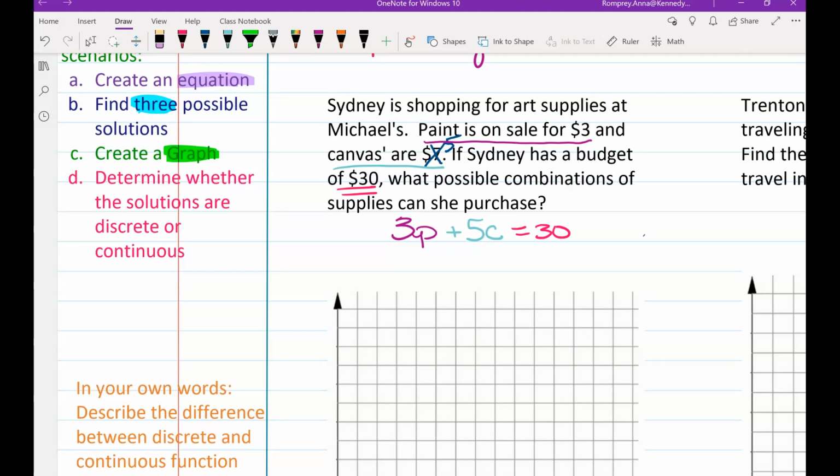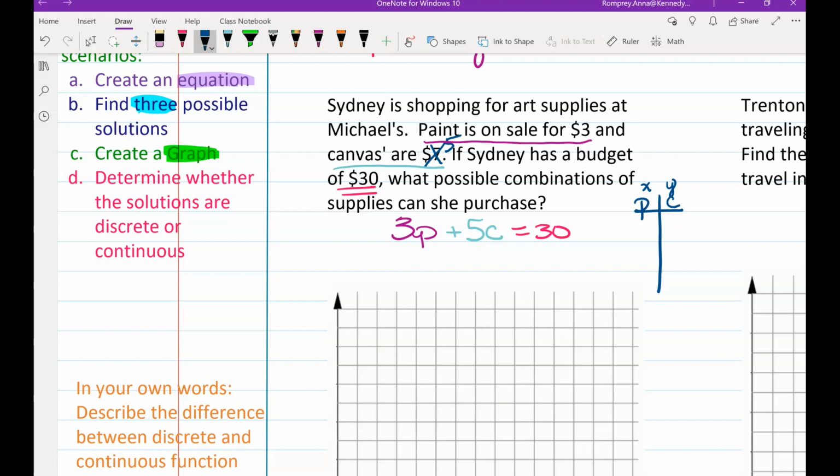So when I'm looking at possible combinations, I'm going to pick P as my input and canvas as my output. Doesn't really matter which one in this scenario because neither one of them is a true input. Like in other scenarios, sometimes there is something that must be the input because one thing depends on the other. We're going to talk more about that in a minute.